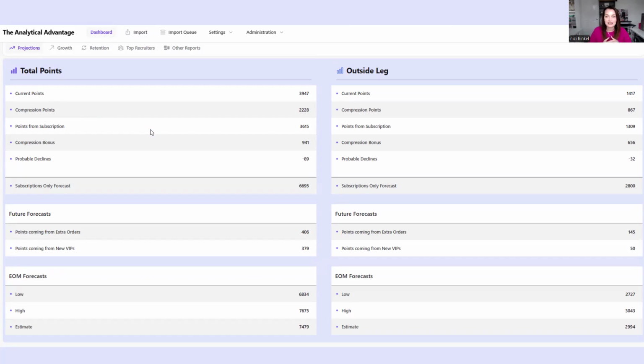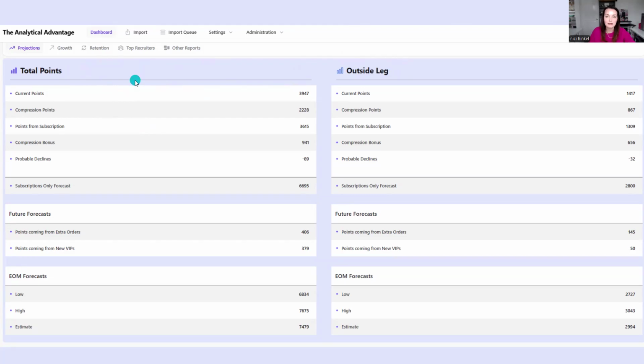This is giving you an idea of where your business is going to end for the current month and where those points are coming from, just give you a pulse of your business. Really, this is the overall pulse of how your business is doing today. So you can see we have it broken down into total points and outside leg points.